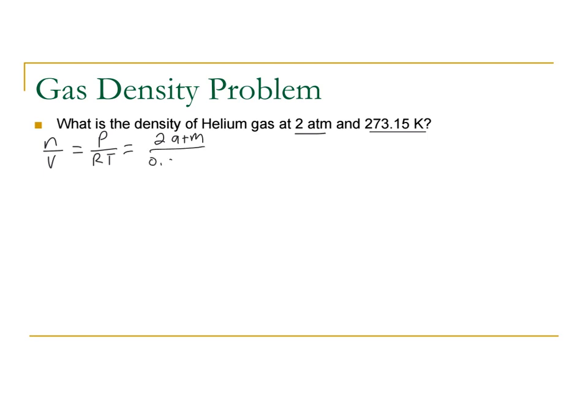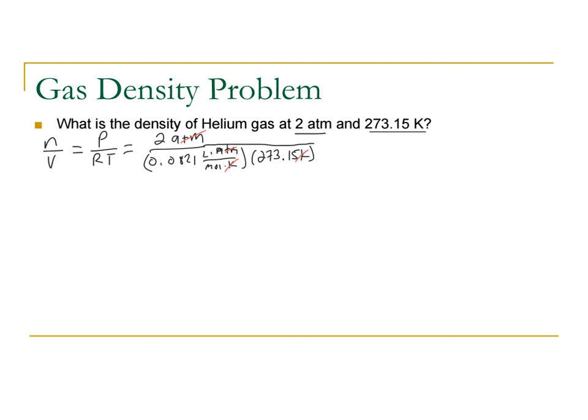The R value that I want is the one that has atmospheres in the units. Oops, not liter mole. Gotta cross that off here. Liter ATM, there we go, per mole Kelvin, 0.0821. And then temperature on the bottom here, 273.15 Kelvin. Okay, I can quickly solve for this, and this is going to give me that ratio of moles per liter, which is the opposite of the molar volume here.